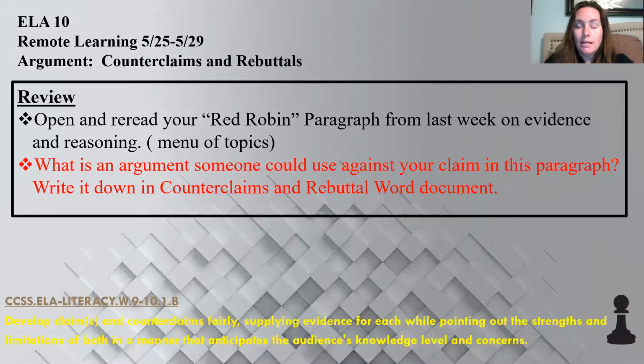So you want to write that down in your counterclaims and rebuttal Word document. There's a spot for it at the very beginning for this week's assignment. Let's go ahead and pause this, go over there and try to write a counterclaim.